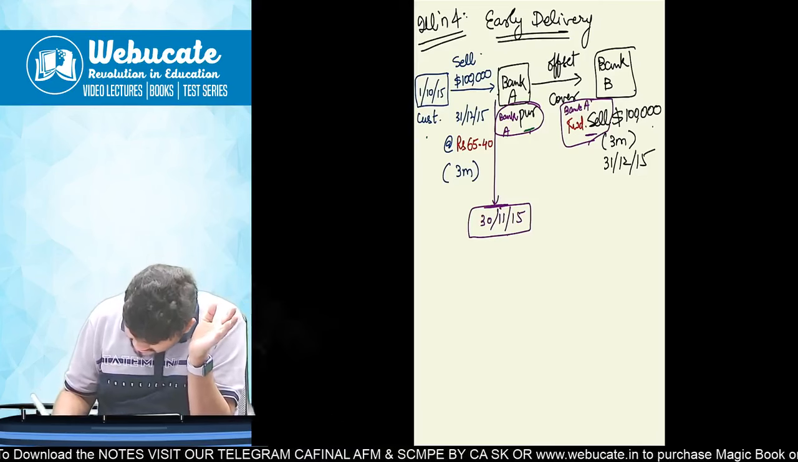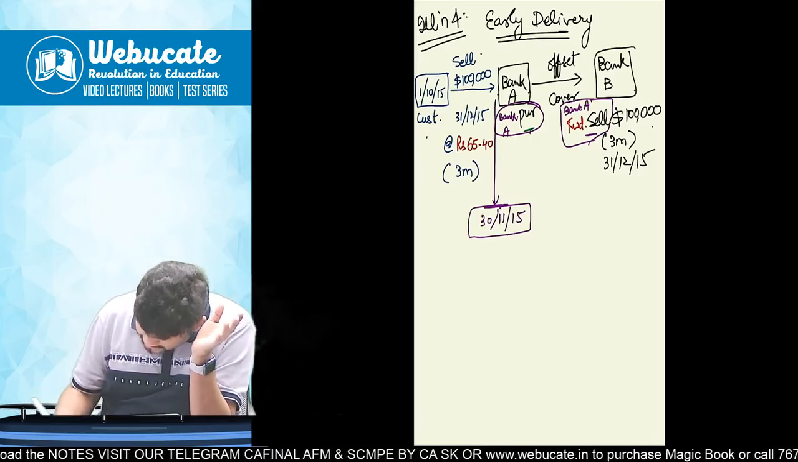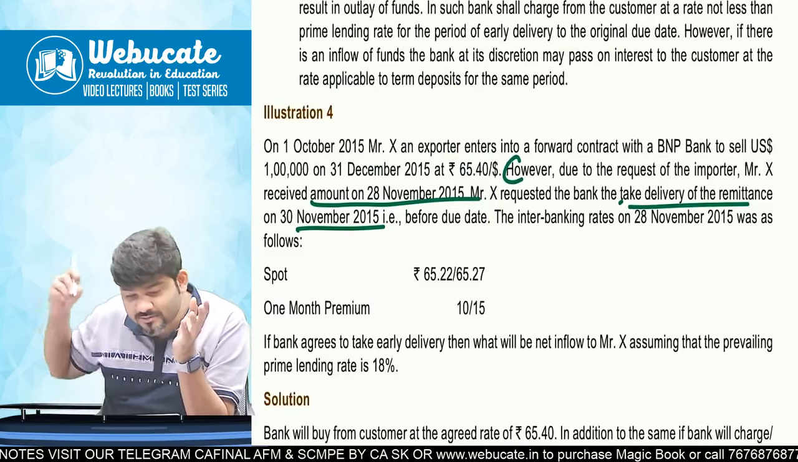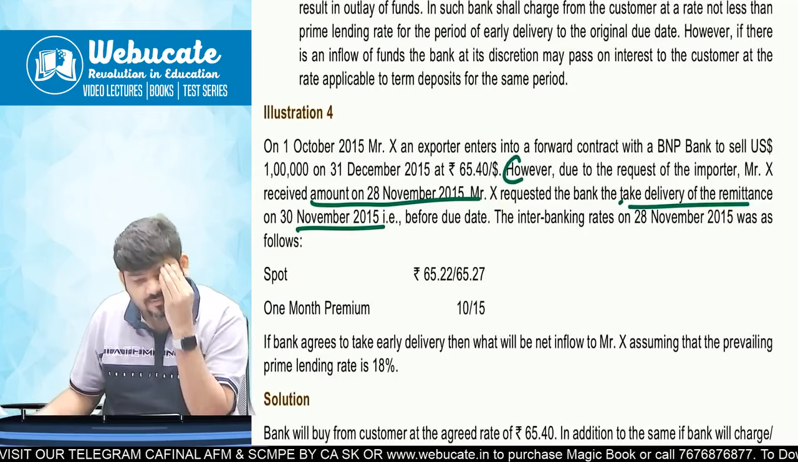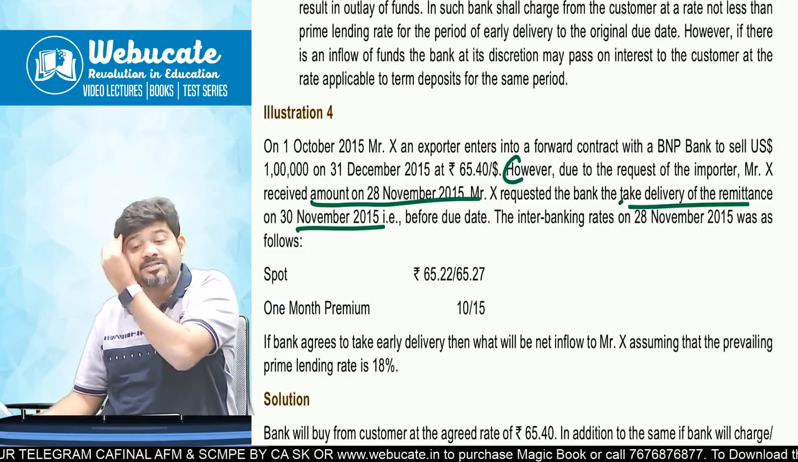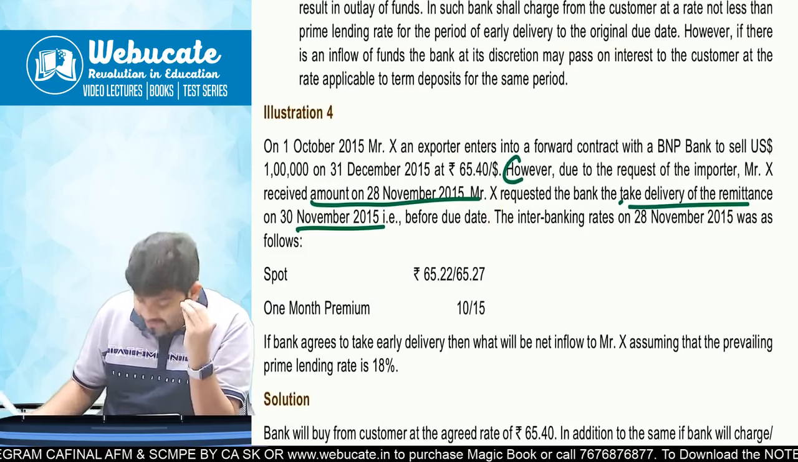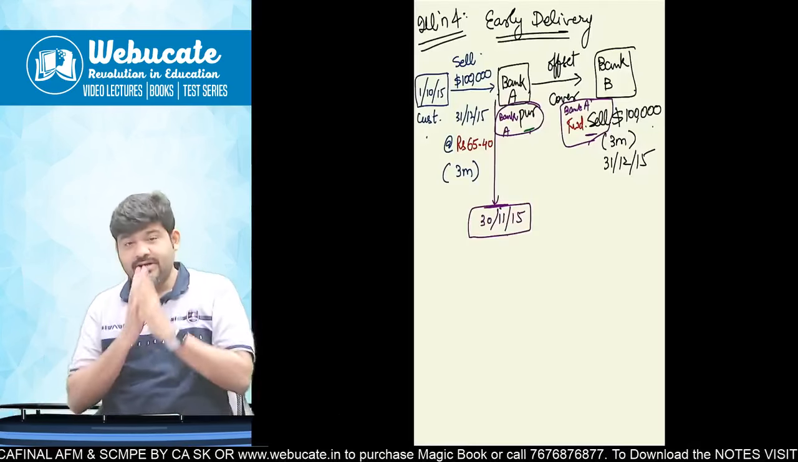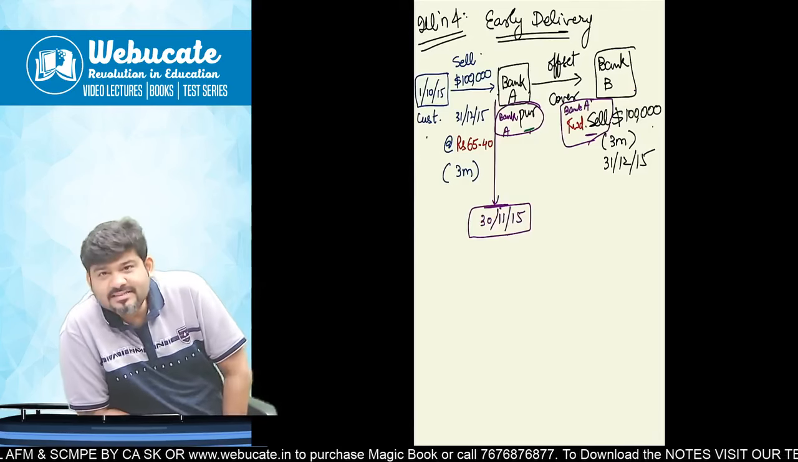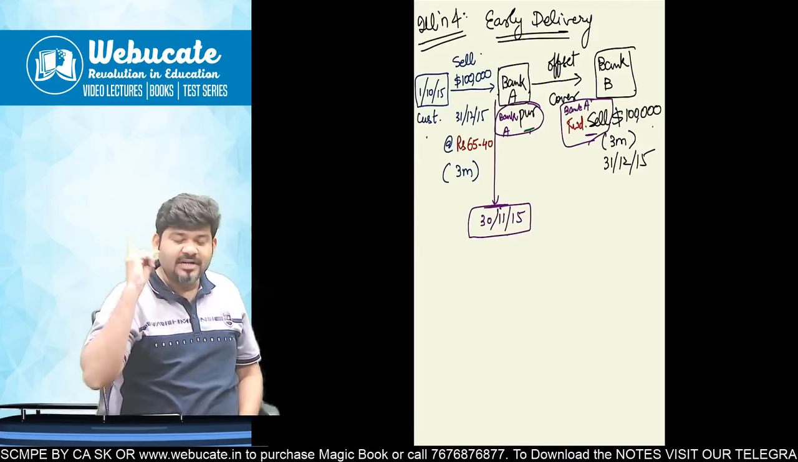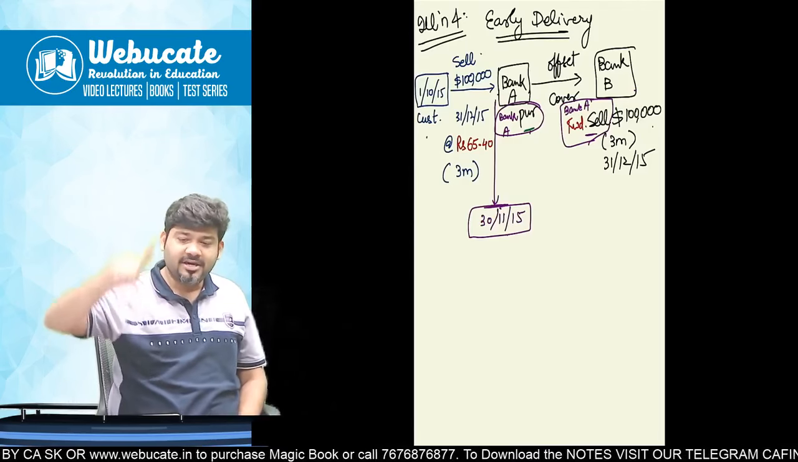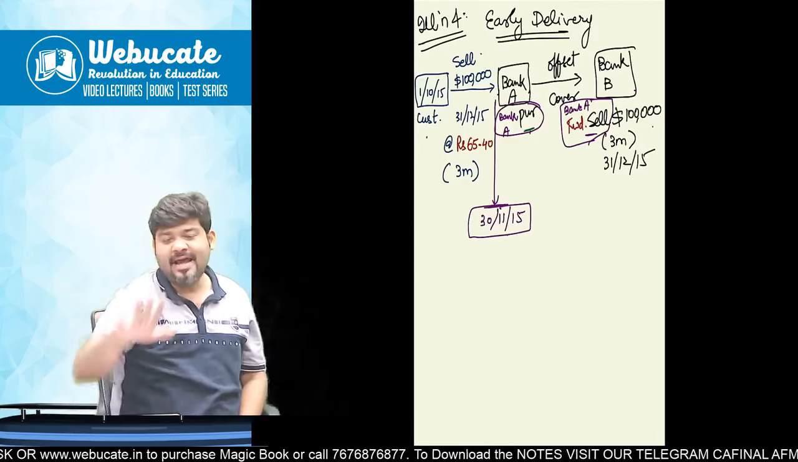On 30th November, now, what is going to happen? Mr. X comes and tells take delivery of the remittance. Now, what does Fadai say here? Fadai says, if customer comes early, give him at the rate that was promised to him.